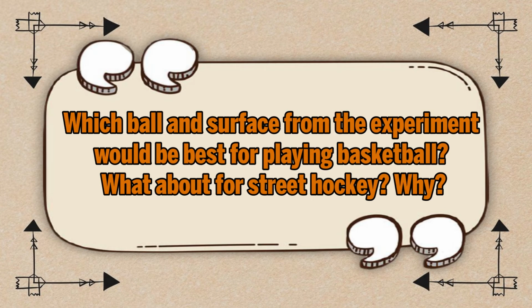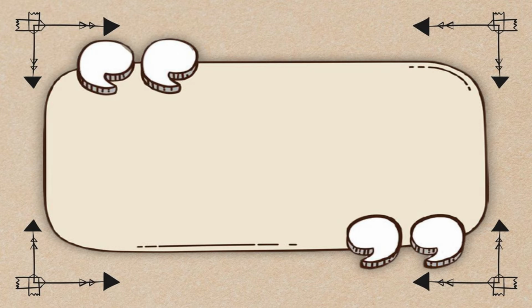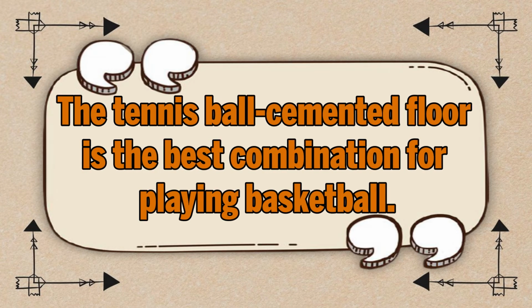Which ball and surface from the experiment would be best for playing basketball? What about street hockey? Why? The result concludes that the ball and surface that would be best for playing basketball is the tennis ball and the cemented floor. Even though the combination of tiles and ping pong ball has the highest bounce height, it would not recreate the feeling of playing and dribbling a basketball.